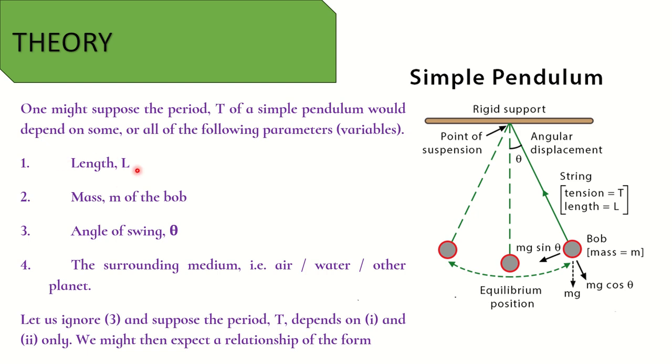That is, we want to do an experiment to be able to check if the period of oscillation is affected by the length of the pendulum, and then we also want to verify whether the mass of the pendulum is a factor that influences the period of oscillation of a simple pendulum.